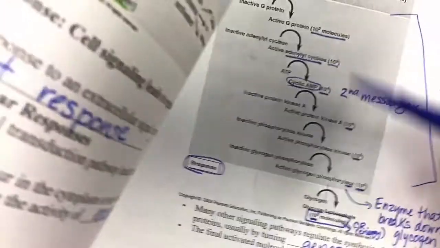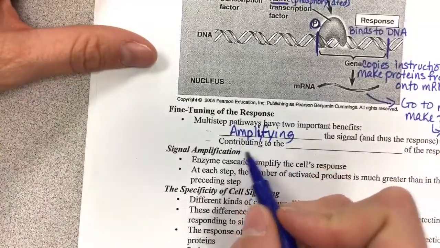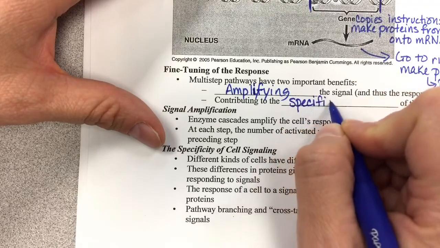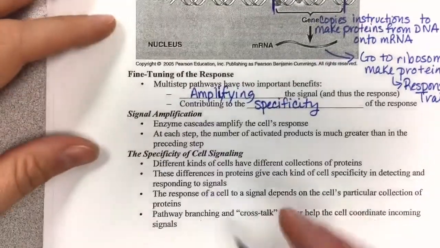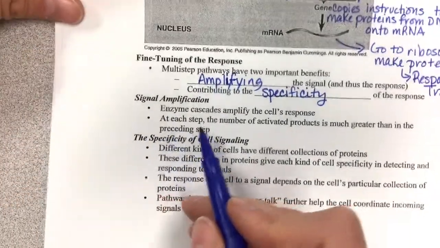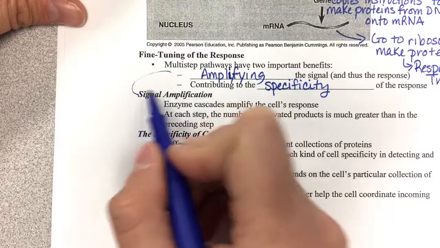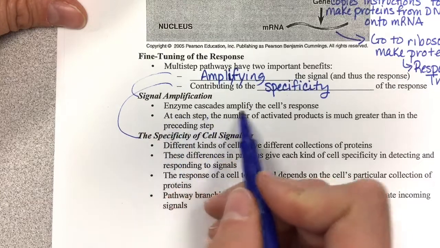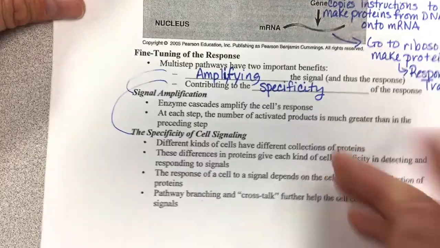That's like in this figure over here, where from one we get many molecules made, and then contributing to the specificity of the response. So we can get very specific responses in the cell. Just a quick little review here. I didn't make any fill in the blanks here. So the signal amplification: we're going to look at these two, this one right here and this one right here. So this is 1 and 2. The enzyme cascades amplify the cell's response. At each step, the number of activated products is much greater than in the preceding step.